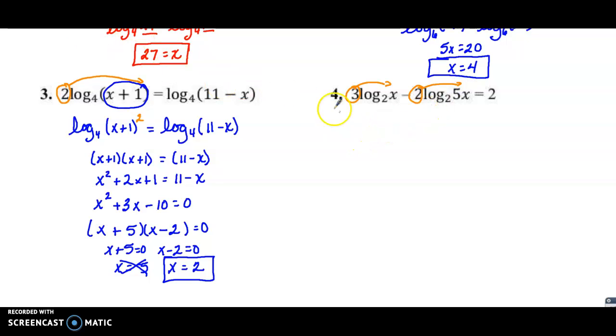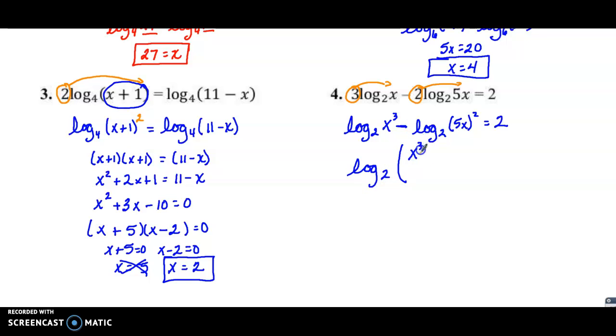So when I do that, it will give me log base 2 of x cubed minus, and this will become log base 2 of 5x squared equals 2. I can put those together. The minus tells me I can put them together in one log as a division, x cubed over 25x squared, because 5x times 5x will give me 25x squared.